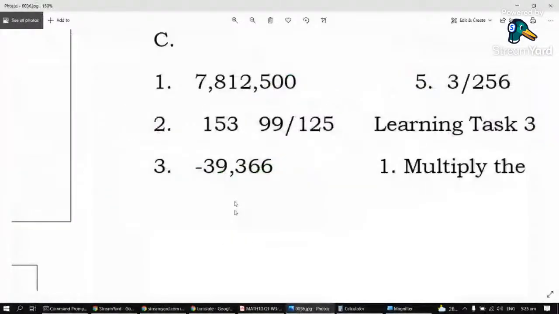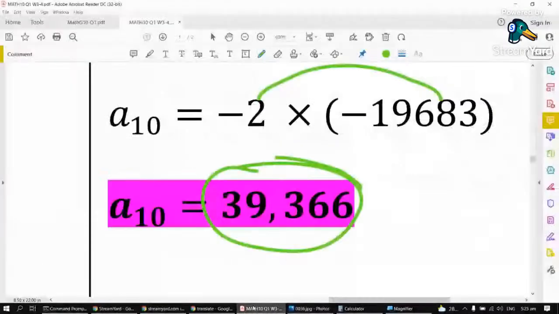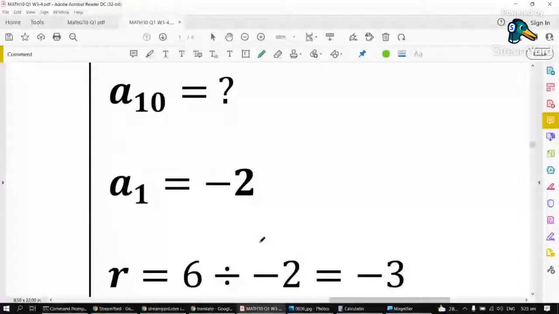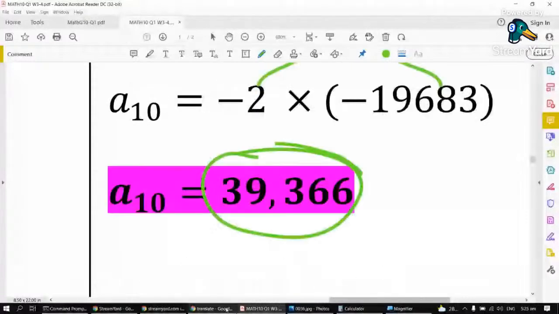Mali na naman ang answer key. Negative ang sagot niya. Dapat ang sagot ay positive 39,366. Okay? Mali ang answer key natin. Dapat positive yan. Negative ang nilagay niya.